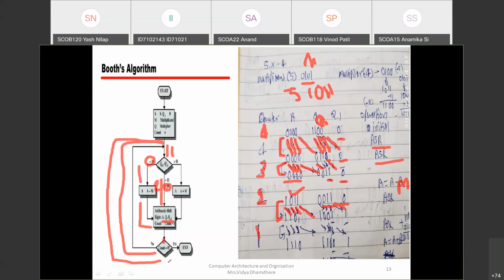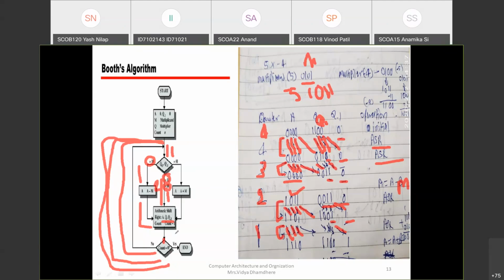The counter is not equal to 0. Again we will go here. Check the condition Q0 and Q minus 1. Q0 and Q minus 1 both are 1 bit. So again we can perform the arithmetic right shift operation. In the arithmetic right shift operation, the MSB bit 1 stays as it is. From the MSB bit, we are shifting each bit 1 position to the right. So like this we have shifted. The last Q0 bit becomes the Q minus 1 bit. That will be done here.